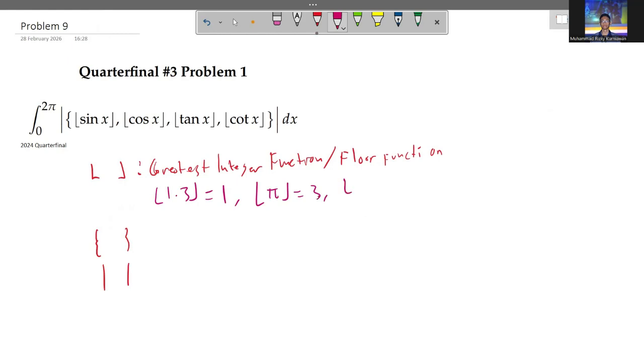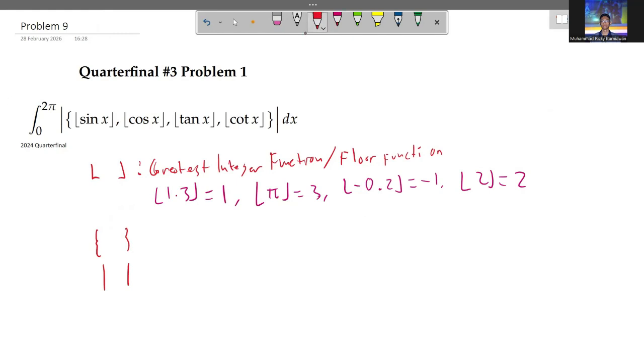And then for negative numbers like the floor function of negative 0.2, it will return negative 1. So the largest integer that is lower than negative 0.2 is negative 1. And if it's an integer, then it returns the integer itself. Okay.